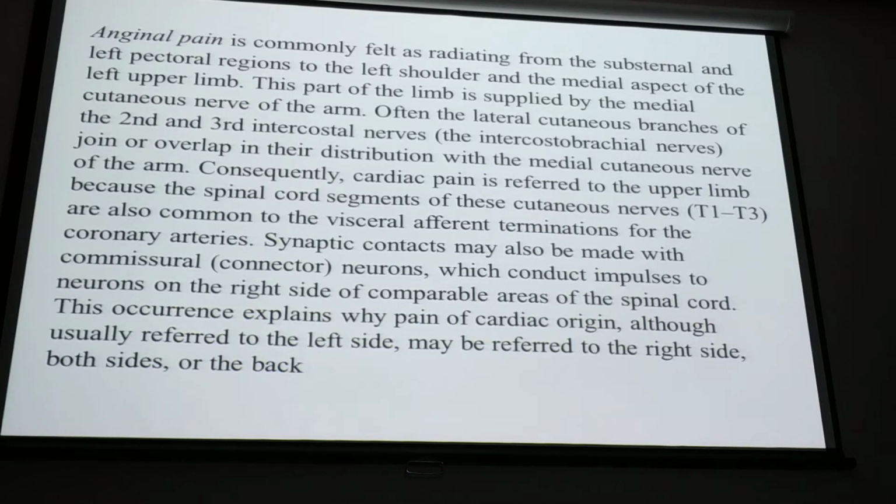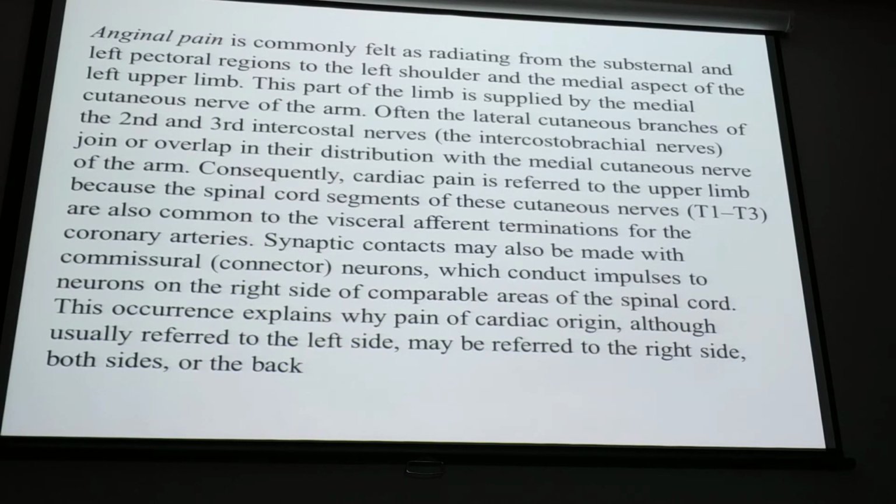Anginal pain is commonly felt as radiating from the substernal and left pectoral regions to the left shoulder and the medial aspect of the left upper limb. This part of the limb is supplied by the medial cutaneous nerve of the arm. Often the lateral cutaneous branches of the second and third intercostal nerves, the intercostobrachial nerves, join or overlap in their distribution with the medial cutaneous nerve of the arm.